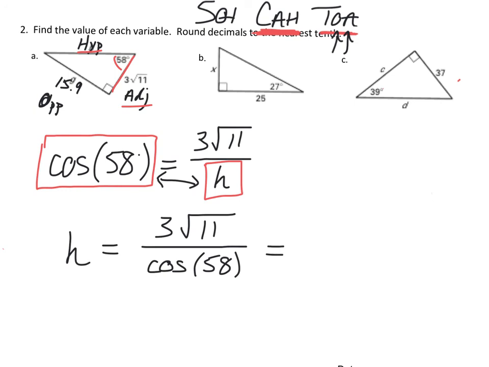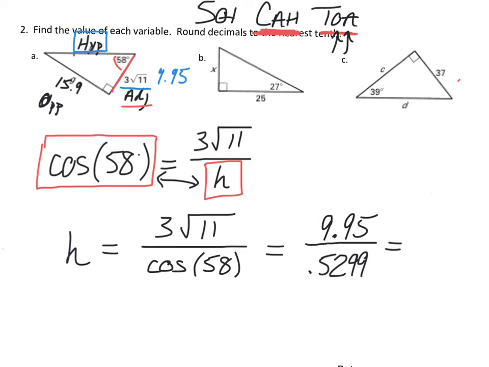Now, once again, it might be a little bit easier to change both of these into decimals. I already know that 3 radical 11 is going to be equal to 9.95, and cosine 58 is equal to 0.5299. Now, once again, before I plug this into the calculator, I'm going to expect my hypotenuse to be greater than my other two sides. So it should be greater than the 3 radical 11, which is that 9.95, and it should be greater than 15.9. And it's equal to 18.8.